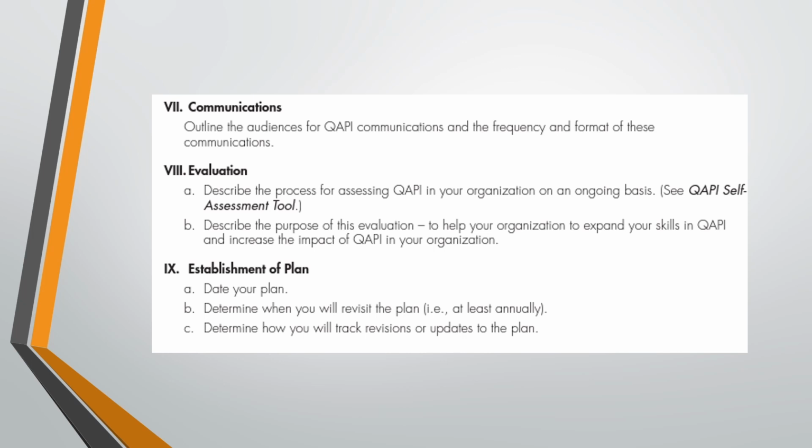Lastly, we'll talk about communications. Outline the audiences for your QAPI communications and the frequency and format of these communications. Evaluations: describe the process of assessing QAPI in your organization on an ongoing basis. Describe the purpose of this evaluation to help your organization expand your skills in QAPI and increase the impact of QAPI in your organization. Last but not least, establish a plan. Date your plan. Determine when you will revisit your plan, at least annually, according to the Texas Administrative Code. Determine how you will track revisions or updates to your plan.